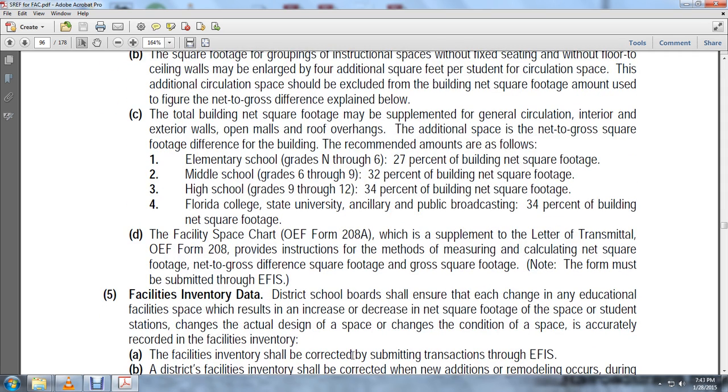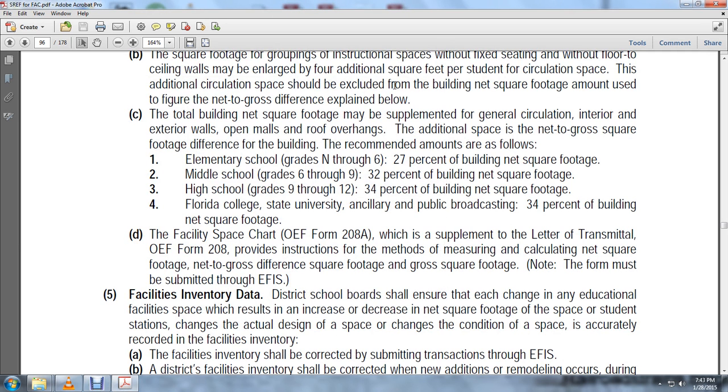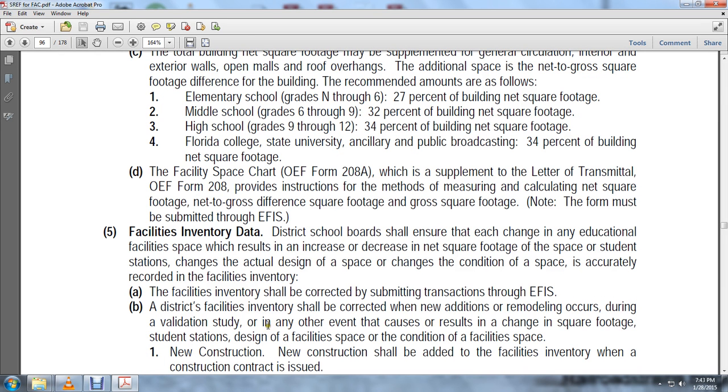The facility space charter with the supplemental letter of transmittal, OEF Form 2008, provides instruction for the methods of measuring and calculating net square footage, net-to-gross difference, and gross square footage. Note that the form must be submitted by the EFIS and Facility Inventory. The district school board shall ensure that any change of an educational facility space shall not result in a decrease in net square footage of the space. Student stations changing the actual design of the space is changed, so the condition of the space is accurately recorded in the facility inventory. The facility inventory should convert correctly submitted transactions for the EFIS.